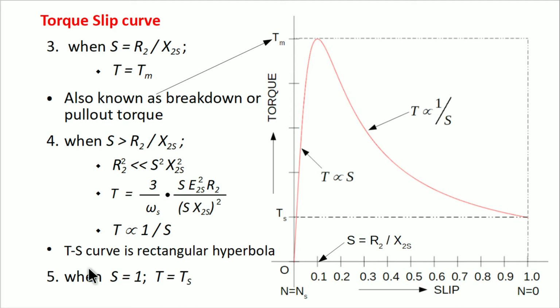Now, when slip is equal to 1, slip is 1 at the time of starting, therefore torque is equal to starting torque. Here the value of slip is 1, so the torque corresponding to this point is Ts, the starting torque. From this curve we see that at the time of starting, the torque is very poor as compared to maximum torque.